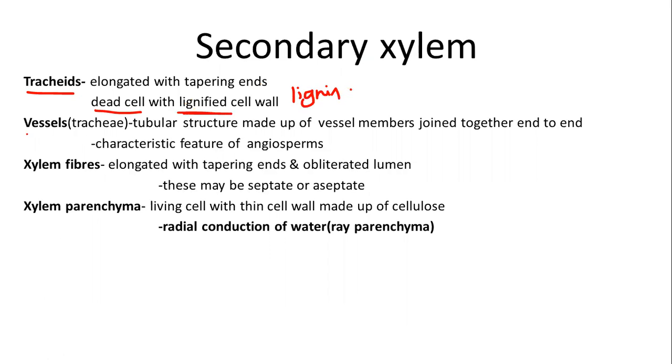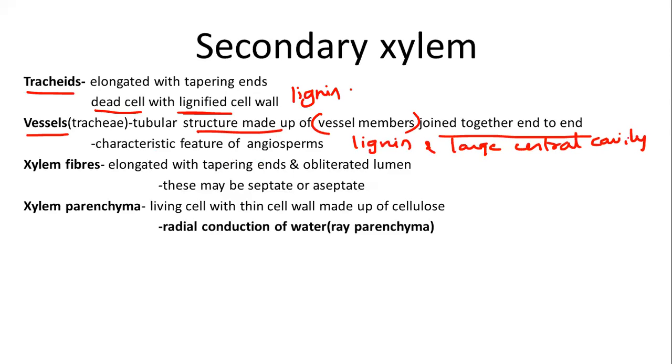Next we are talking about vessels. A vessel is a tubular structure made up of cells, and those cells are nothing but vessel members. These members are usually joined together end to end. This is also a dead cell, that means no protoplasm, and it also has a lignin cell wall. A large central cavity is present.